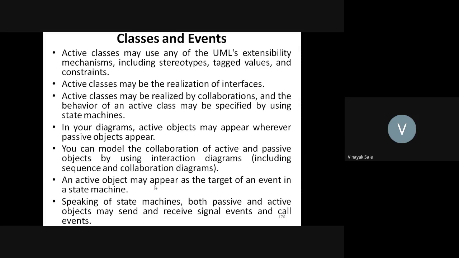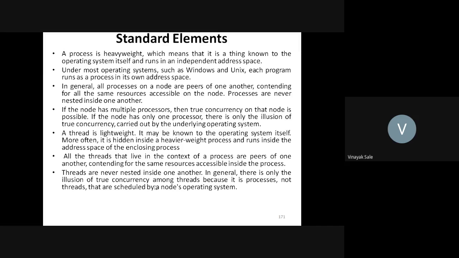Active classes may be realized by collaborations, and the behavior of an active class may be specified by using state machines. So you can model the collaboration of active and passive objects in the diagrams. An active object may appear as the target of an event in a state machine. Speaking of state machines, both passive and active objects may send and receive signal events and call events.